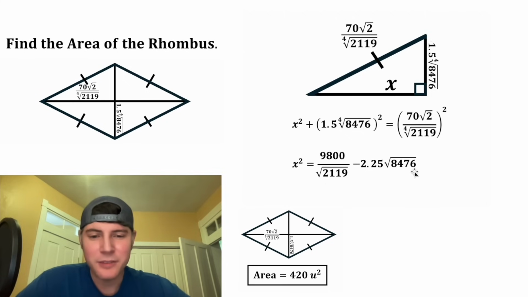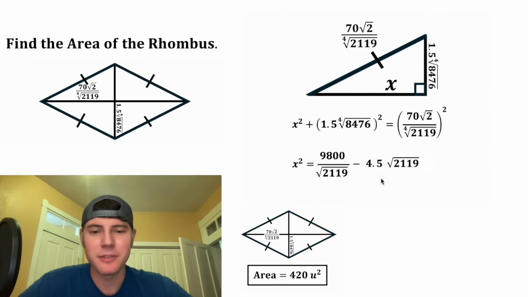We can break down the 8476 into 4 times 2119, and since they're both under the square root, we can give them each their own square root. Square root of 4 is equal to 2, and 2.25 times 2 is equal to 4.5. And then from here, we can express this as a fraction by putting it over 1, and now we're subtracting 2 fractions. The only way we can do that is if they both have a common denominator.